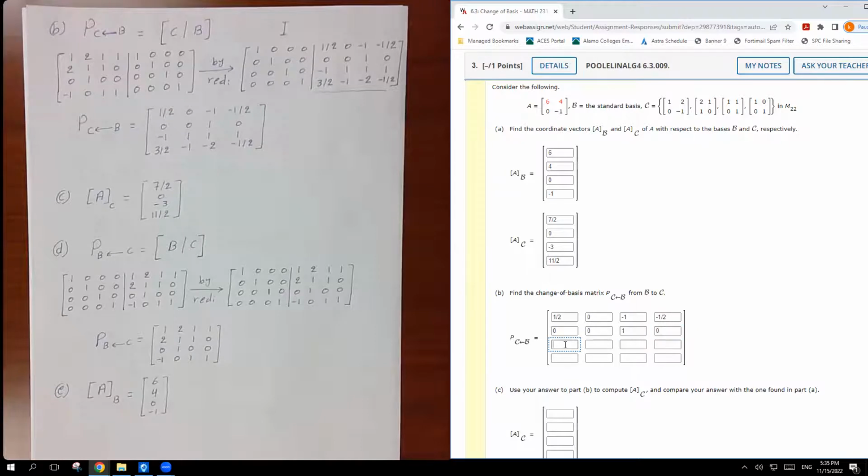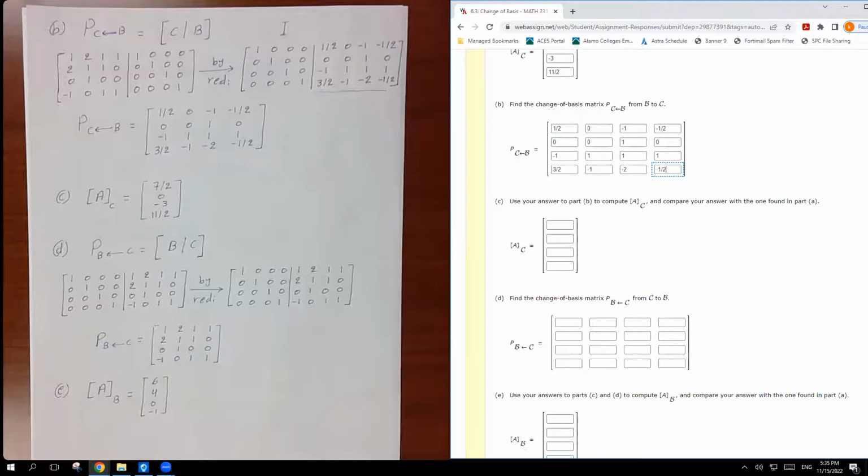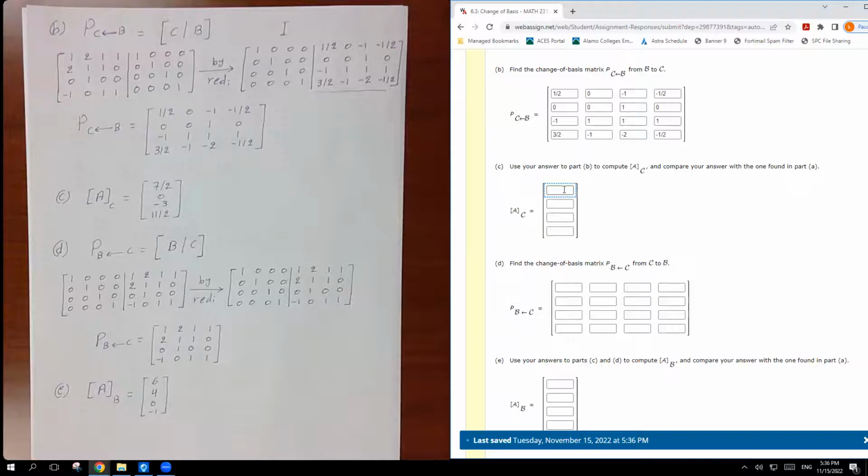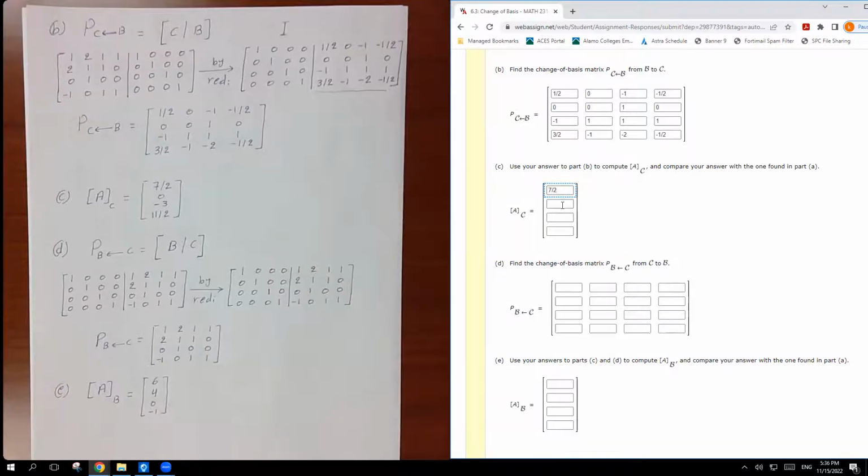The third part is going to be -1, 1, and 1. And here's also 1. And the last one is going to be 3/2, -1, -2, and -1/2. That's it for this part. We're going to do the same thing with C. They ask you to find the coordinate vector with respect to the base C. We already found that, which is 7/2, 0, -3, and 11/2.